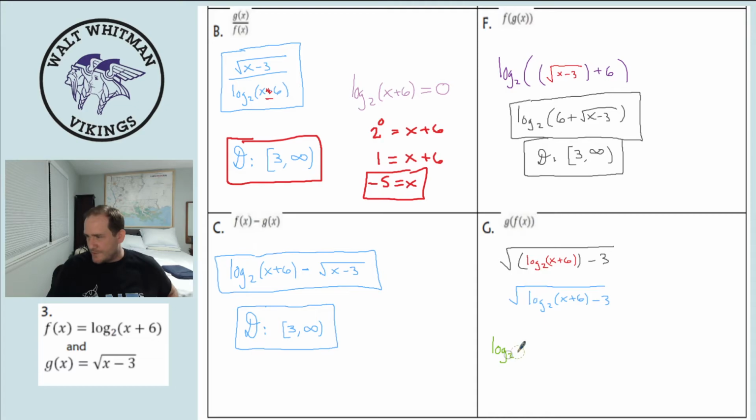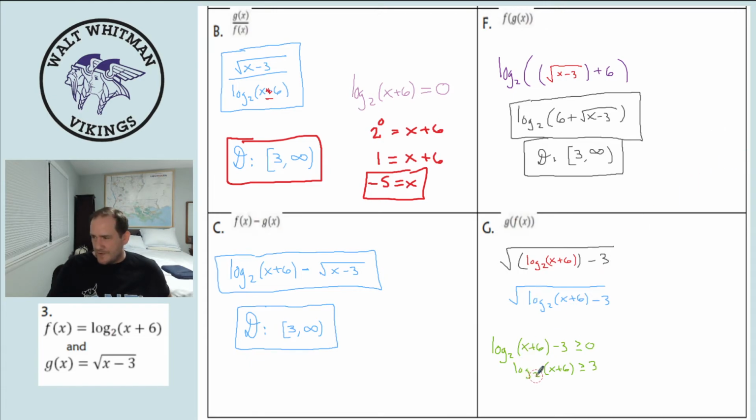So we'll say that log base 2 of x plus 6 minus 3 must always be greater than or equal to 0. I'll add 3 to both sides and I'll get log base 2 of x plus 6 must always be greater than or equal to 3. I'm now staring down a log, I don't want to say equation because it's not one of those, it's a log inequality, but still our method of attack is the same.